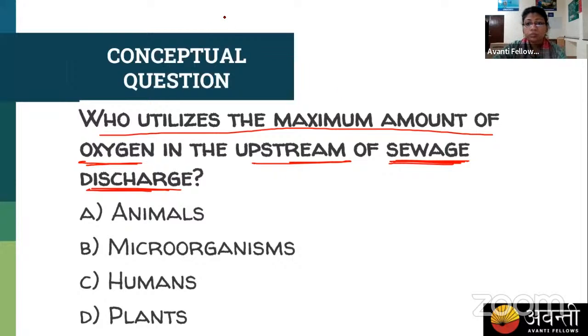Okay, so the answer is microorganism. We have seen the sewage water has to be treated. So during the secondary treatment, we were using microorganisms, right? And those microorganisms lead to the excessive consumption of oxygen due to their metabolic activity, right? And when the metabolic activity increases, the demand for oxygen also increases. Okay, so maximum utilization of oxygen in the sewage discharge is an indication of the presence of a large amount of microorganisms. Okay, is it clear to you?